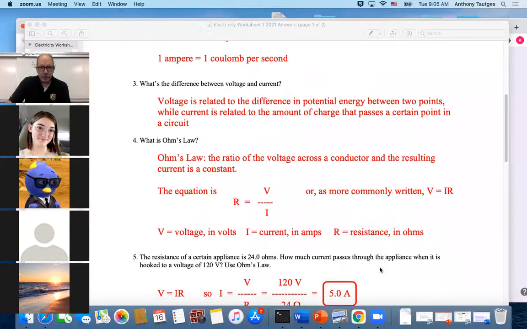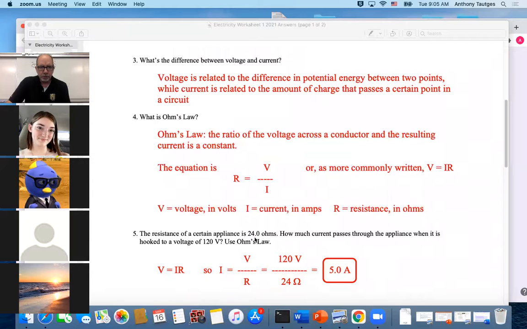Let's see. And then we're going to apply this. The resistance of a certain appliance is 24 ohms. How much current passes through the appliance when it's hooked to 120 volts potential difference? Now we're solving for current. So take Ohm's law, divide each side by R, we get V over R. 120 divided by 24 ohms yields an answer of 5 amps.